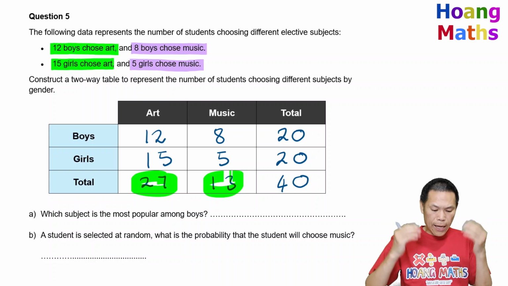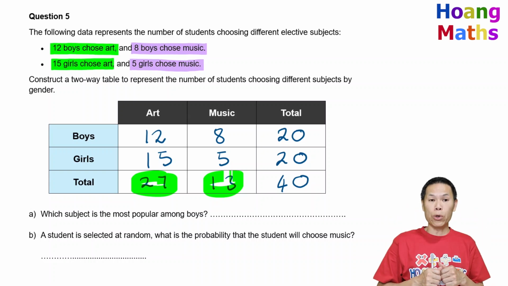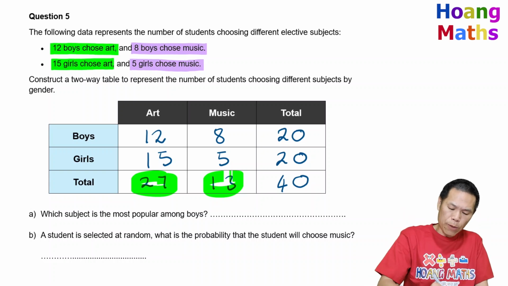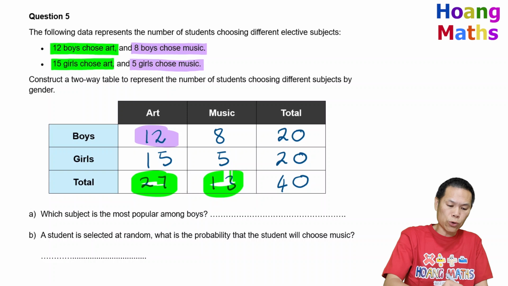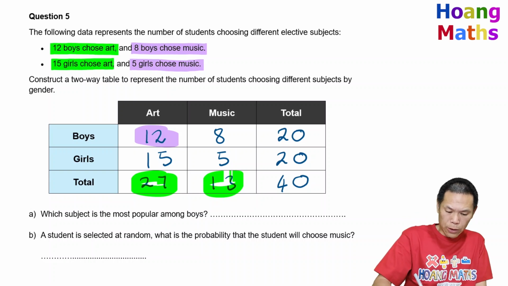Okay. So part A, which subject is the most popular among boys? So we just focus on the boys. Okay. So now for the boys, this is 12. So art is the most popular among boys.